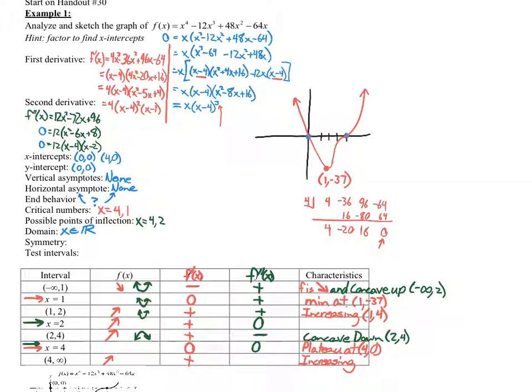If I plug 5 into our second derivative, 12 times 5 minus 4 times 5 minus 2, is that positive or negative? 12 times 5 minus 4 times 5 minus 2. Positive, okay? Positive times positive times positive. So this is positive, which means now I'm concave up. So is 4, 0 a point of inflection? Yes. Okay? So that is a point of inflection.